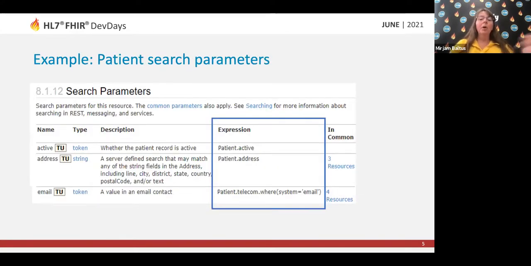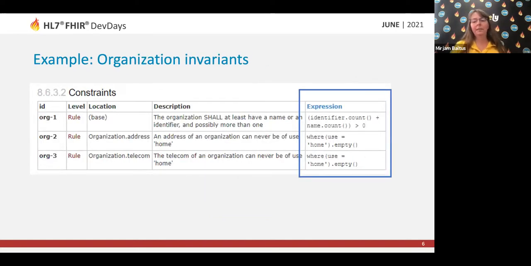Here's an example of search parameters that you can encounter. And then if you look at those search parameters, you see that there's an expression attached to those. That expression is actually a FHIRPath expression. Well, we will come to that again in a bit, but this is just already an example taken from the official FHIR specification. The other example that I mentioned was those invariants or formal constraints, and you can also find expressions there. Again, those are FHIRPath expressions.